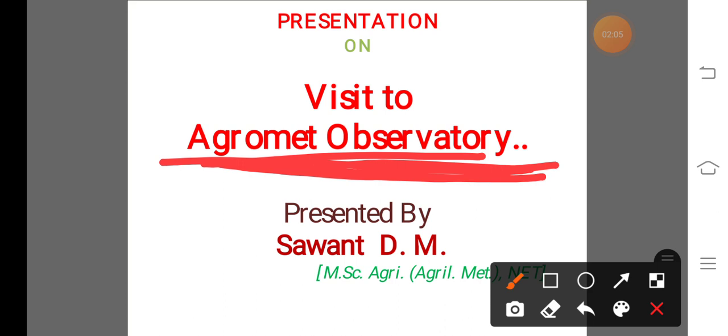Also we discuss how this recorded weather data is transferred to IMD, that means the network of IMD, also the recording and transmission of climatic data to the IMD, that means India Meteorological Department. Also we discuss the classification of agromet observatory, that means the types of agromet observatory. So these different points we discuss in this topic.